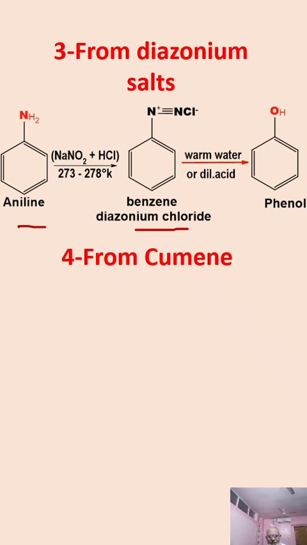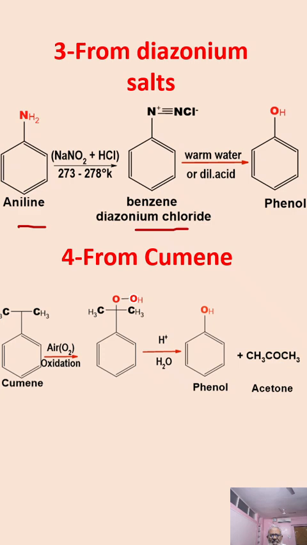Next, the method from cumene, which is the industrial method, and this is the cumene. This is the structure of cumene. What is the other name for this cumene? Isopropyl benzene.